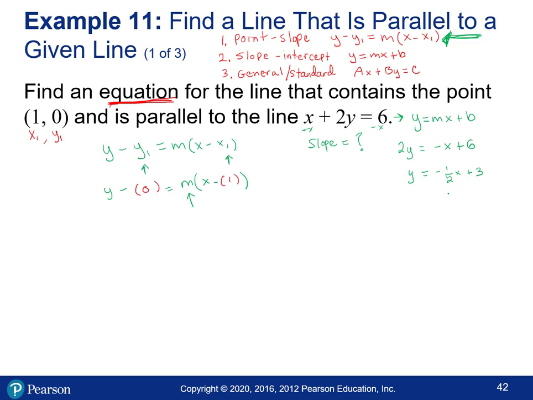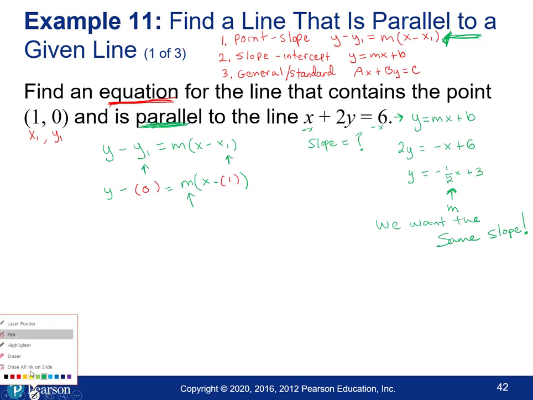So the point of this was to see that this right here is my slope. And because this is the slope of a parallel line, it means I want the same slope. So we want the same slope. And that's because it's parallel, because of this word right here. Okay, so now we can plug that in. We know that where we have an m, we're going to put a negative 1/2 right in that spot.